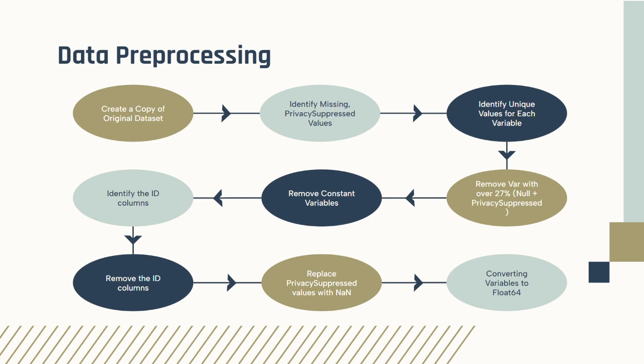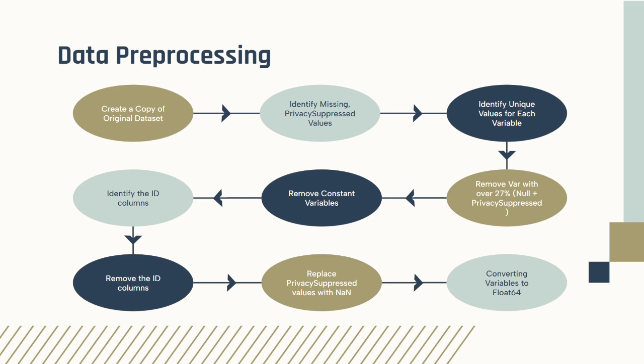This identification is done because the missing values and the privacy suppressed values have a zero information value. Hence, we'll be removing the variables which have 27% null plus privacy suppressed values combined. Also, we'll be removing the constant variables, as the value throughout the dataset would be constant and they won't be contributing to the analysis as much as the other variables.